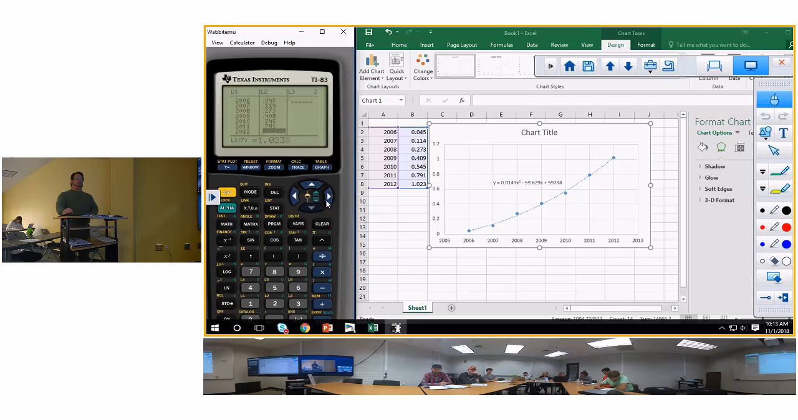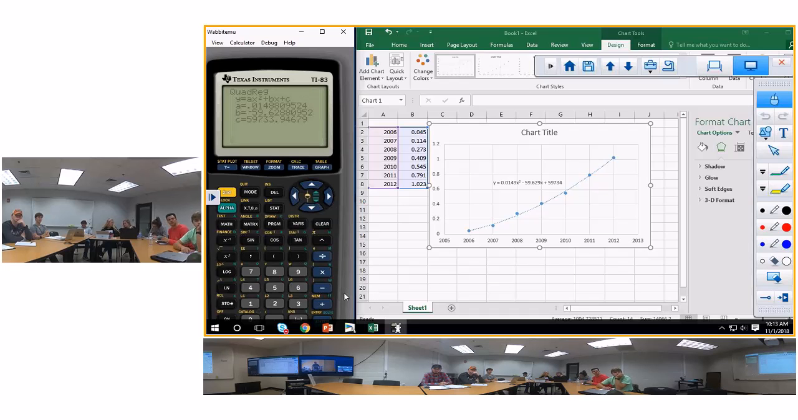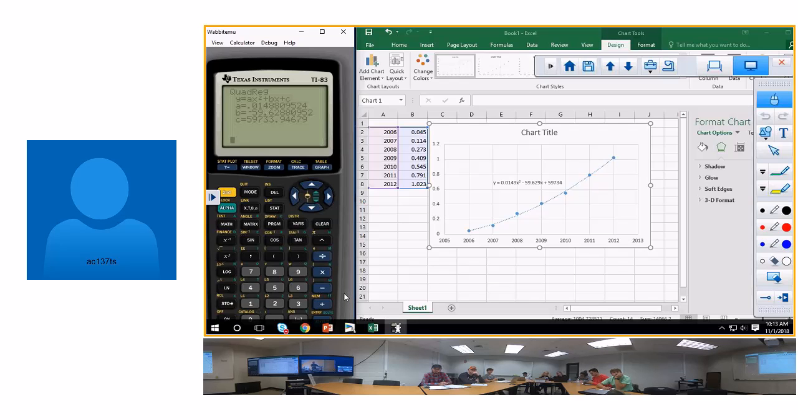$1.023. Now you go to Stat, Calculate, and go to Quadratic Regression. And then type in second L1, comma, second L2, enter. There it is. And you feel good about yourself. Now, out of 3.4, you should be able to do those two things.